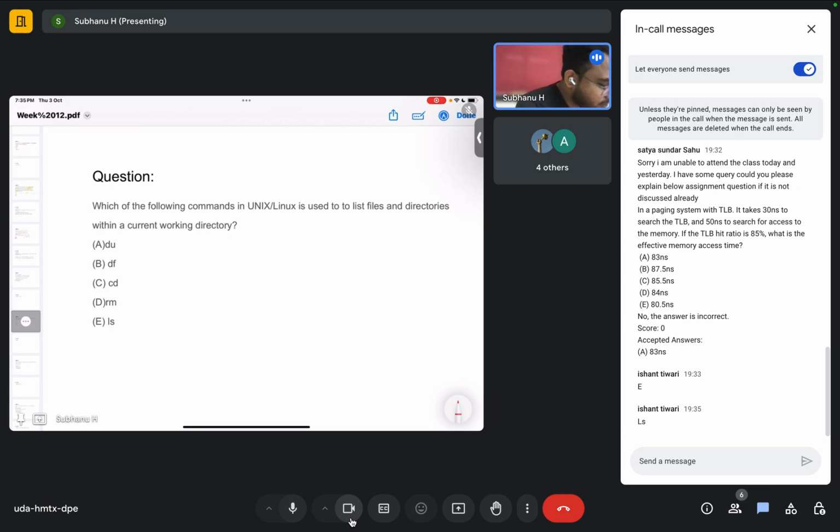Yes, ls is the command. So it is a very useful command. ls, and then ls minus l. This means list and this means list all.